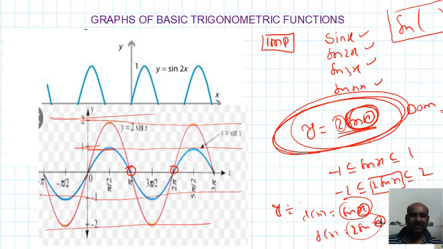Here it is sin x, and here also sin x only, 2 sin x, 2 sin x. Observe here pi, 2 pi, 3 pi. Where those graphs intersect the x-axis is the same, but their outputs are different. The output of the blue graph is between -1 and 1 only, but the output of the red graph, y equal to 2 sin x, is between -2 and 2.